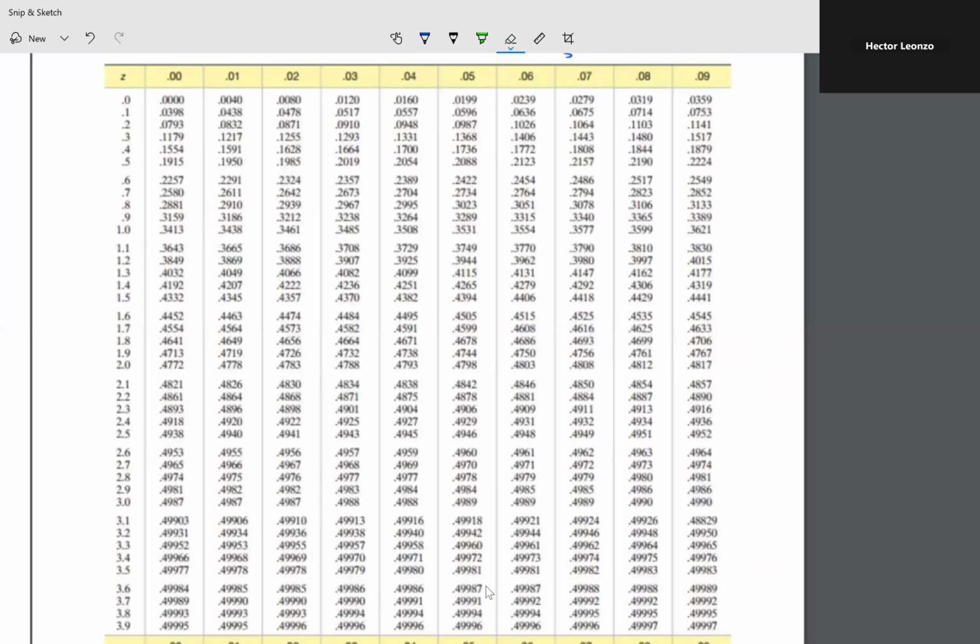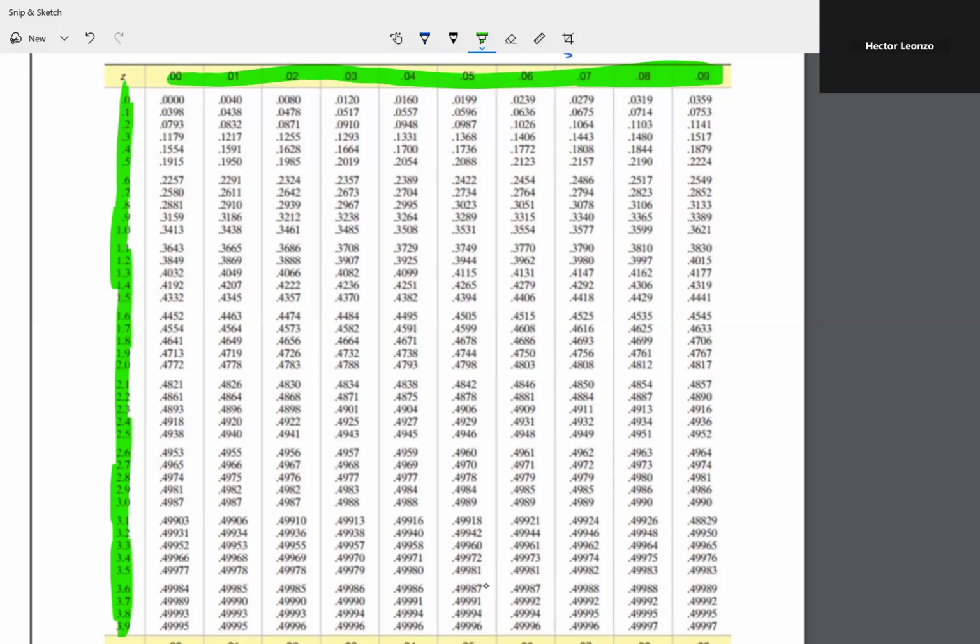Our C-scores are going to be decimals up to 2 decimal places. The first part is right here. You guys might be like, well, all of these are up to 1 decimal place. Yes, all of these are up to 1 decimal place. The second decimal place comes right here.